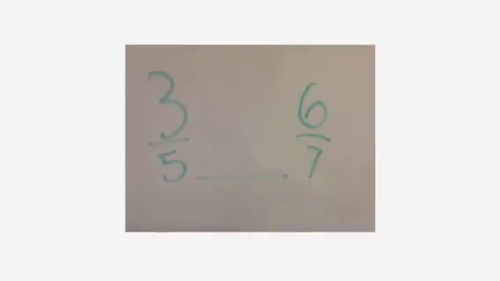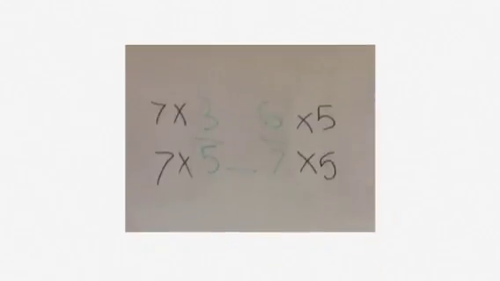I'm going to teach you how to compare fractions. As you can see, there's 3/5 and 6/7. First, you need to see if they have a common denominator, and they do not.